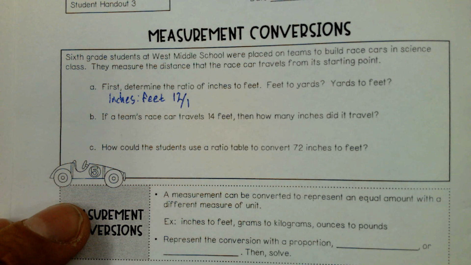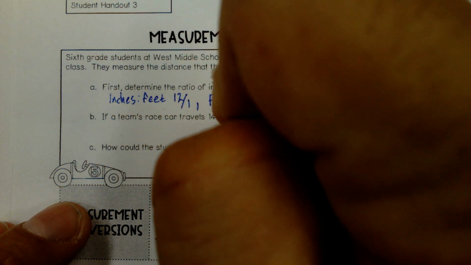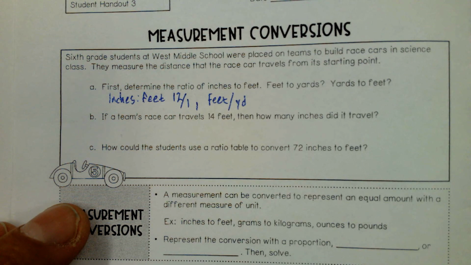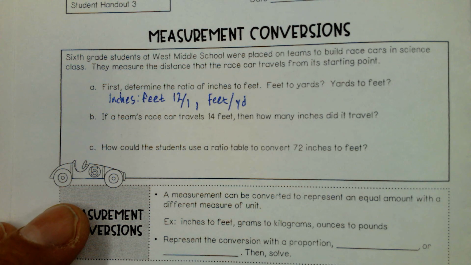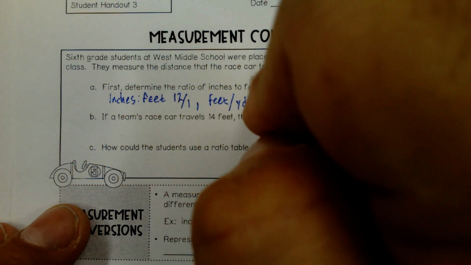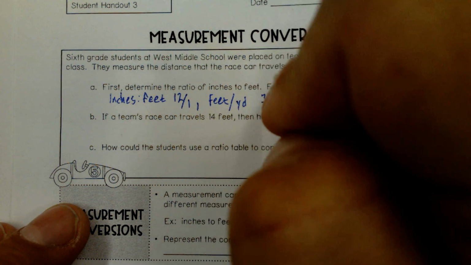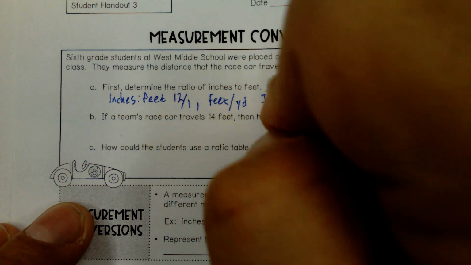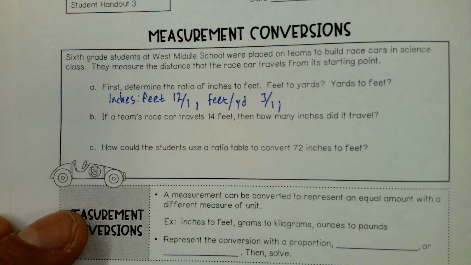So 12 to 1. Let's do feet to yards. What would that ratio be? Yes. 3 to 1. 3 feet to 1 yard. So maybe you already know a lot of these. It's good to know most of these, actually.